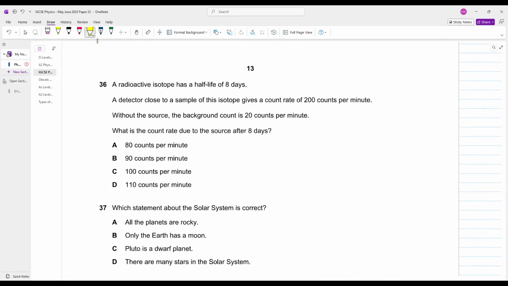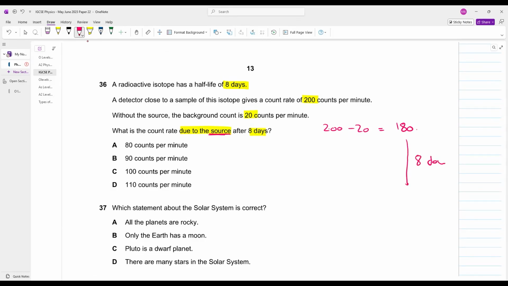A radioactive isotope has a half life of 8 days. Okay. A detector close to a sample of this isotope gives a count rate of 200. Okay. Without the source, the background count rate is this. What is the count rate due to the source after 8 days? आपने सिर्फ source की वजह से count rate बताना है after 8 days. So your initial count rate is 200 minus 20 background radiation. Your original count rate comes out to be 180.